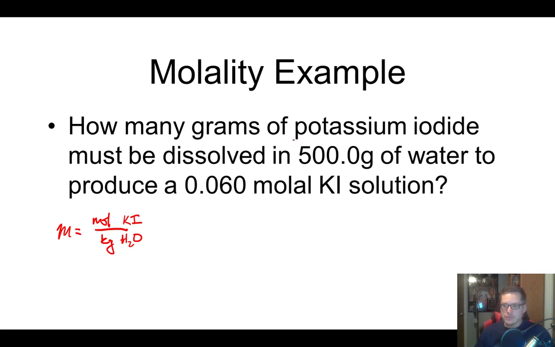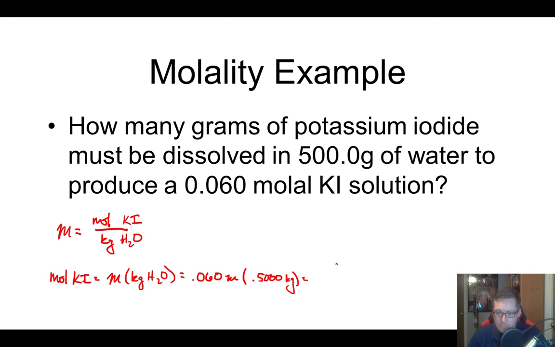And so we need to find, it asks for mass of potassium iodide. So first we're going to have moles of potassium iodide. So if we rearrange this formula, our moles of potassium iodide would be equal to our molality times the kilograms of H2O. Okay, so molality was 0.060 molal, and then the mass of water in kilograms, divided by 1,000, so this becomes 0.5000 kilograms. All right, so now we have the moles of potassium iodide. So 0.06 times 0.5, we get 0.03.